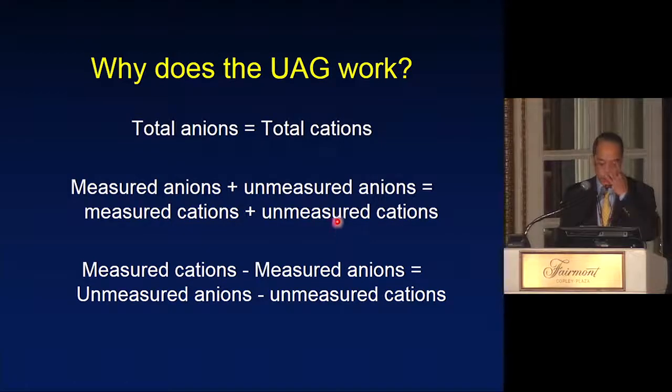And how does this work? So just like any anion gap, it's dependent on electroneutrality. The total number of negatively charged ions and positively charged ions in any fluid has to be equal, all right? So the total anions includes those that are measured and those that are unmeasured. Same for the measured cations and unmeasured cations. And if you bring the measured over to the left, the measured cations, that's sodium and potassium, minus the measured anions, chloride, must equal the unmeasured anions minus the unmeasured cations. So this is the excess of unmeasured anions over unmeasured cations in the urine.